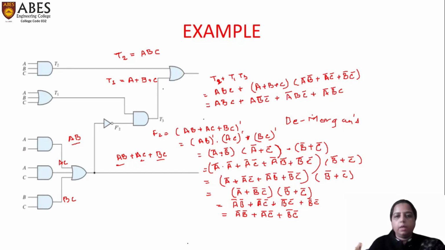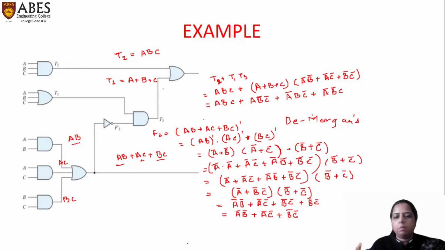So again applying De Morgan's theorem, we have (A bar plus B bar) dot (A bar plus C bar) dot (B bar plus C bar). And then we can multiply these all the three sums, that is (A bar dot A bar plus A bar C bar plus A bar B bar plus B bar C bar) into (B bar plus C bar). Then A bar into A bar will become only A bar, so we get (A bar plus A bar C bar plus A bar B bar plus B bar C bar) into (B bar plus C bar), which is finally equal to (A bar plus B bar C bar) into (B bar plus C bar).